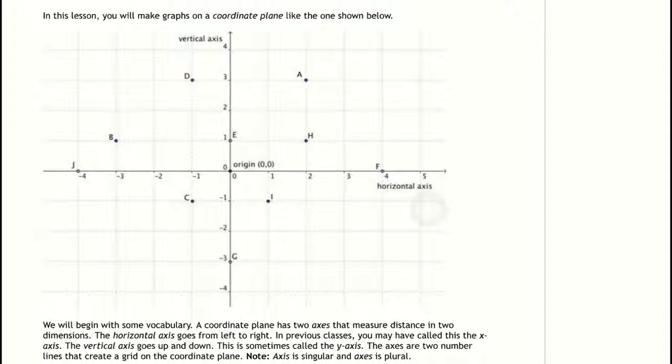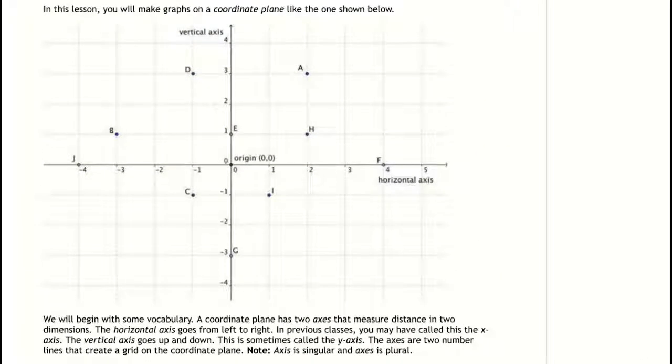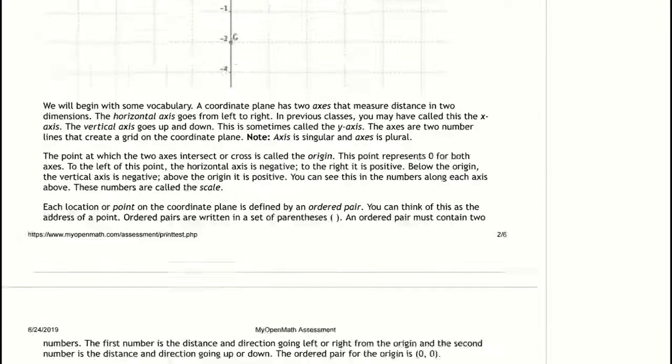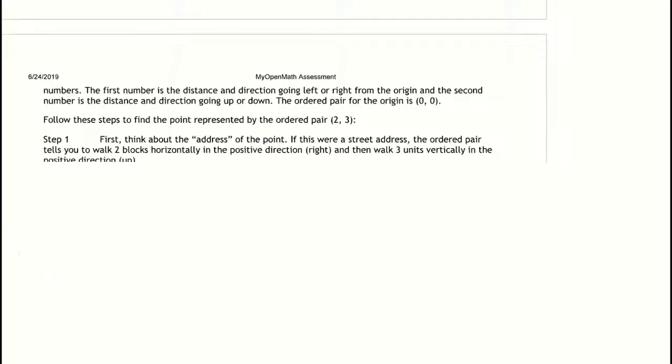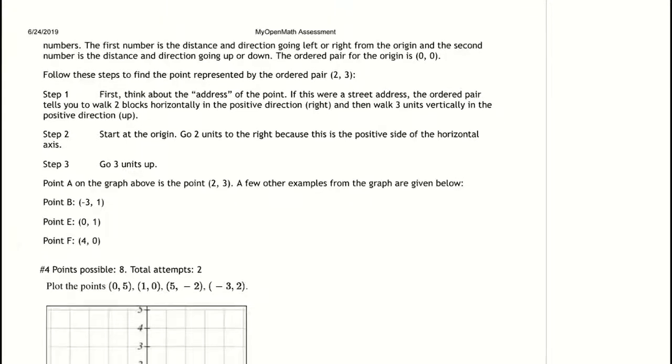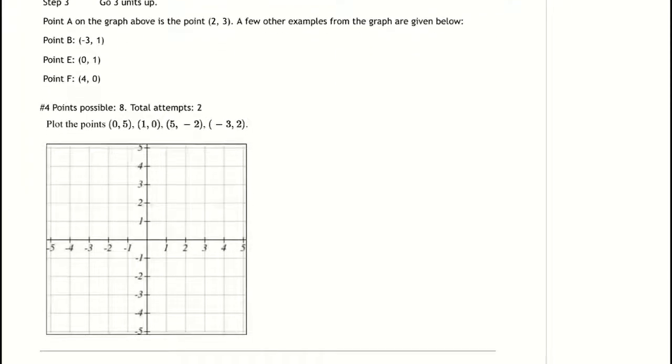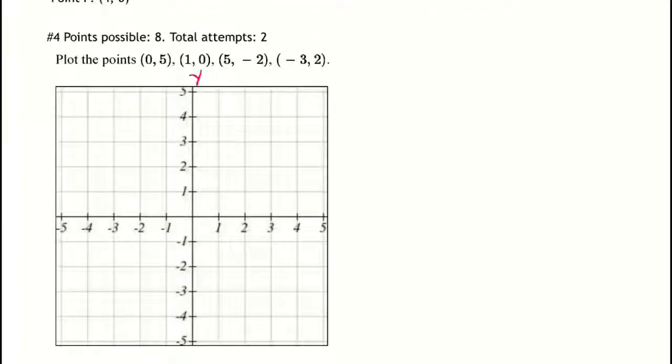Last thing we want to do is be able to plot points. So we have a coordinate plane. X goes side to side, Y goes up and down, and the center is called the origin. And our ordered pair is always in X comma Y.